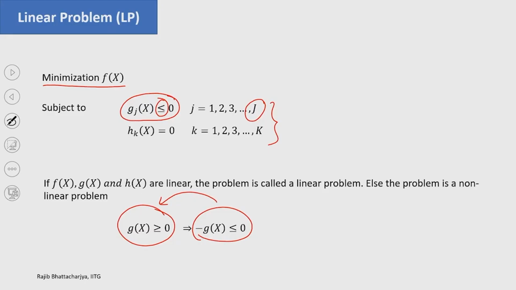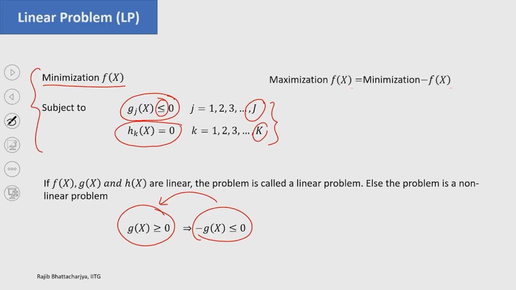We may have an inequality constraint Gj(x) less than or equal to 0, or we may have an equality constraint like Hk(x) equal to 0, and suppose we have a total of k such constraints. So, altogether we can say that this is an optimization model. What do we have in an optimization model? One is the objective function. The objective function can be a minimization type, but we may have a maximization type objective function, suppose maximization of f(x).